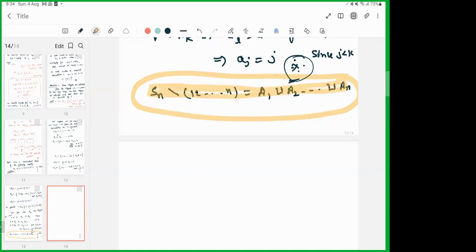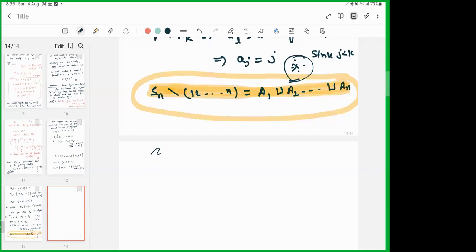So can you explain now how to justify this equality? Suppose I choose any sigma from the left hand side. How will you show it belongs to some Ai on the right hand side? Then we are done, right? Because the union of the Ai is already contained in the left hand side. That is clear.